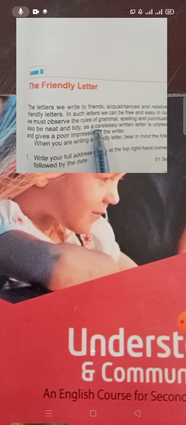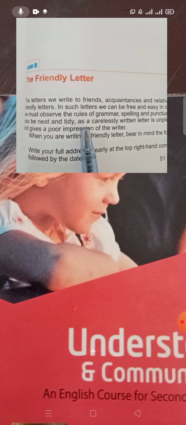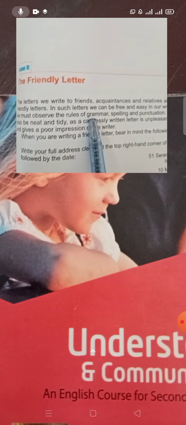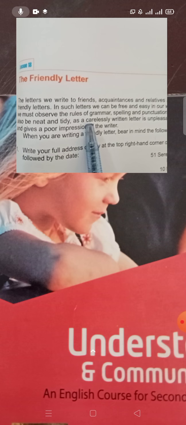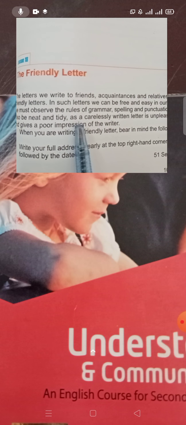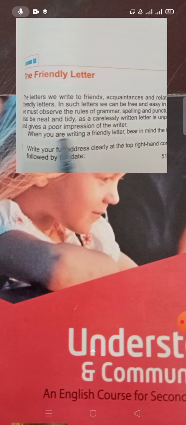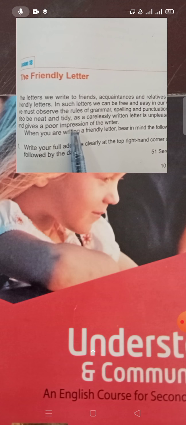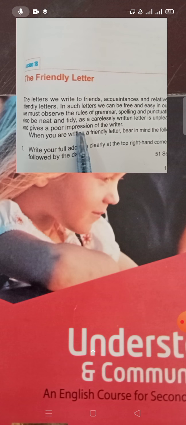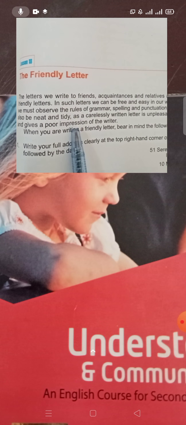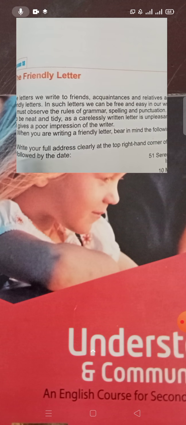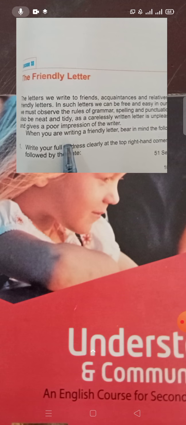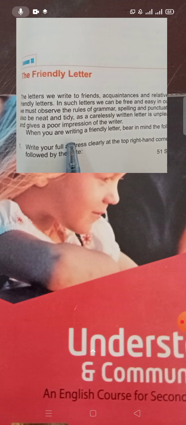Whenever you write a letter to your friend, your relatives, or anyone whom you know very well, that is called a friendly letter. In those letters you can write freely. But you must observe grammar, so your grammar should be okay, spelling should be okay, punctuation should be good, and your writing should be neat and tidy. When you write a careless letter, it is unpleasant, so people do not like to read it. They just ignore it. So always try to write well.